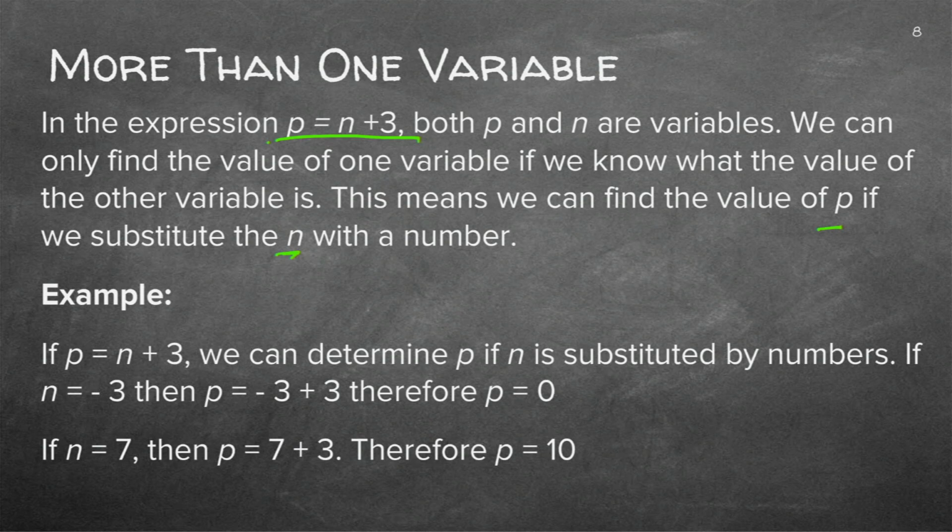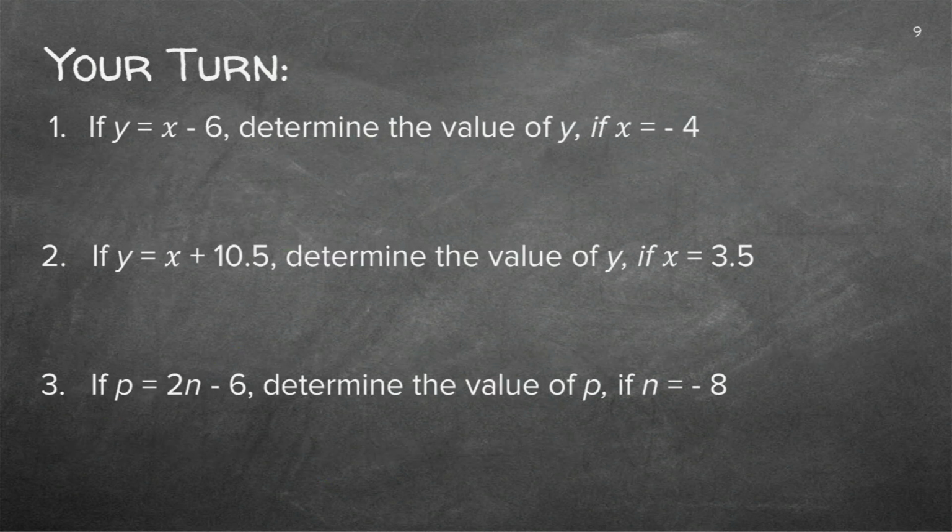Okay? So say if p equals n plus 3, we can determine p if n is substituted by minus 3. So then we say p equals minus 3 plus 3, therefore p equals 0. Another example, that same formula, if n is 7, then p is 7 plus 3, and p equals 10. Right, so if there's two variables, we need the value of at least one of them to work out the other one. So now we're going to try this.